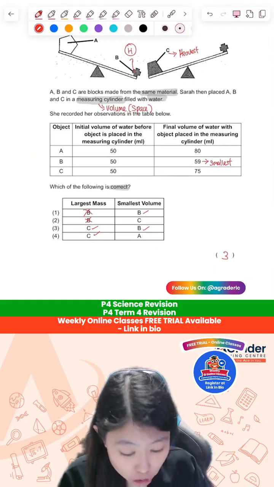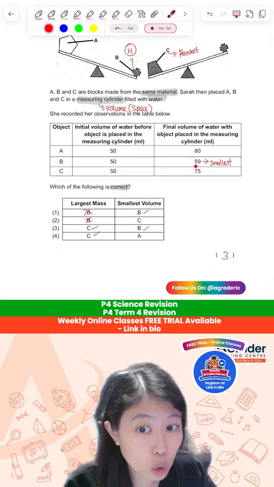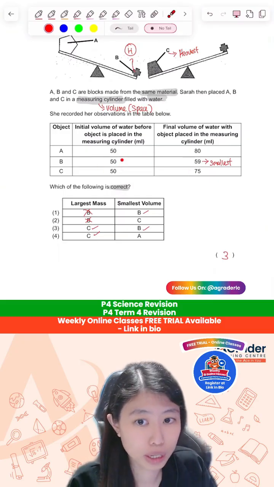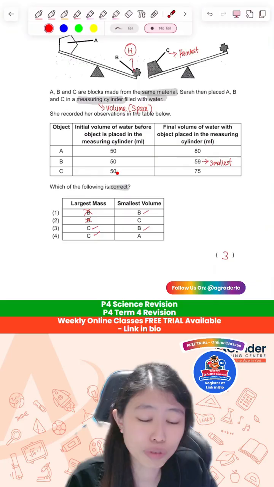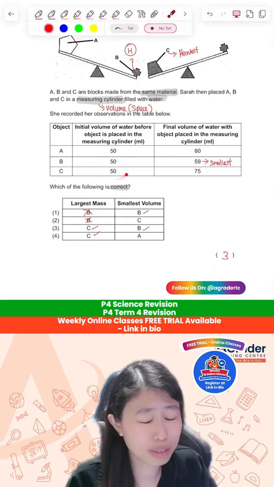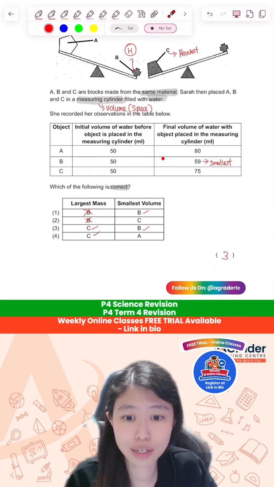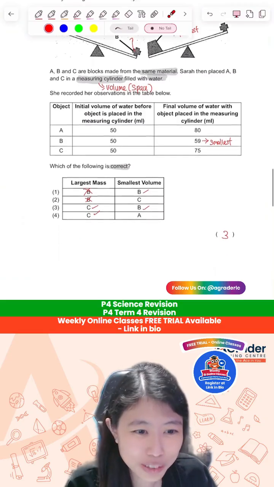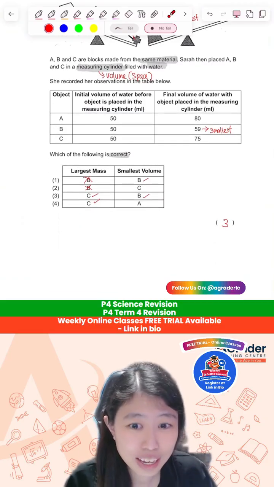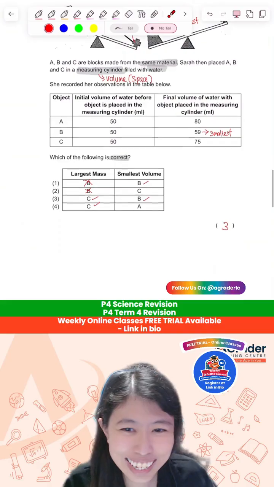Just a gentle reminder, please be very, very careful. Do not just look at the final volume if the initial volume is different. Sometimes they give you 30 for one of it, 40 for one of it, 20 for one of it. When it's like that, if it's different, you have to minus to find the volume of the object itself. Be careful, don't be careless.